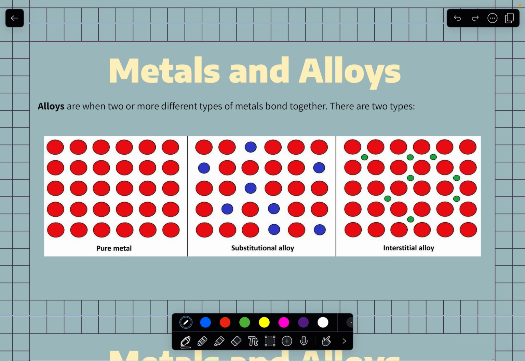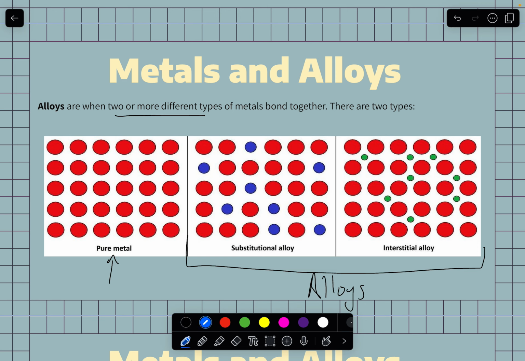So what an alloy is, it's two or more different types of metals bonded together. So in the image on the left, we just have these red circles, right? These red circles, they're all the same type of metal. That's a pure metal. And then these two, the center and the right, those are going to be our alloys. Because you can see there's more than one type of metal in there.